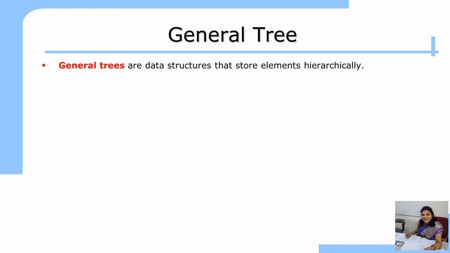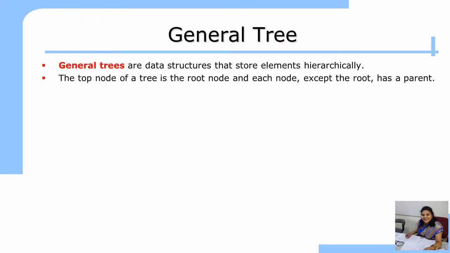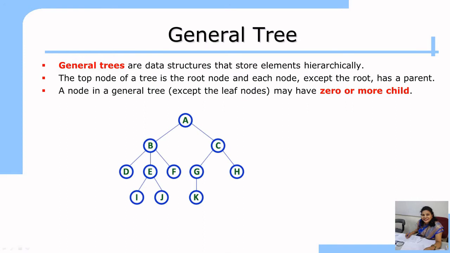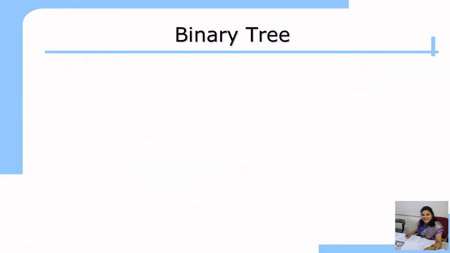General tree. A general tree is a tree that stores the elements hierarchically. The top node of the tree is the root node, and each node except the root node has a parent. A node in a general tree may have 0 or more children, meaning there is no limitation on the number of children. Any node in a general tree can have 0, 1, 2, 3, unlimited children. So this is an example of a general tree. A has 2 children, whereas B has 3, C has 2, E has 2 children, and F, G have 1 child.